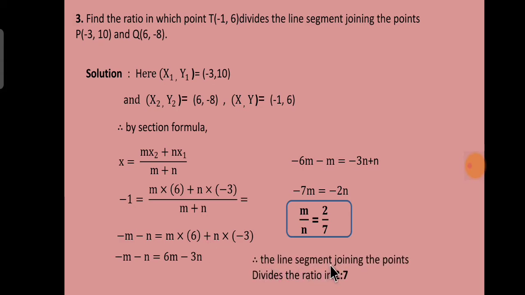Therefore, the line segment joining the points divides the ratio in 2:7. Means point T divides the segment PQ in ratio 2:7.